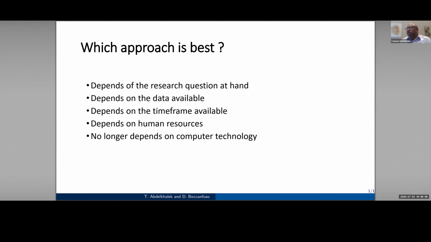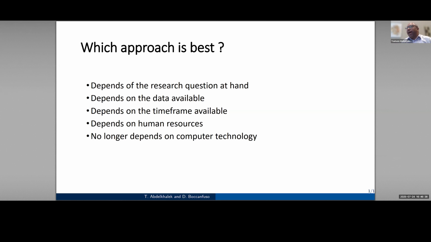It depends on the question you have. It depends on the data available. If we have no sufficient data, we cannot use one or the other approach. We have to use only one. It depends on the time frame you have. If you have 2 months, you cannot do a full integrated approach, or you cannot learn the econometric approach if you want to do top-down with behaviors.